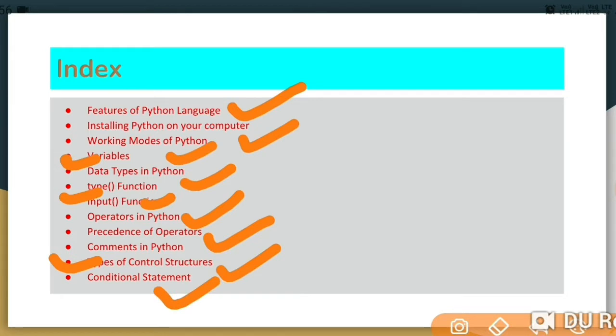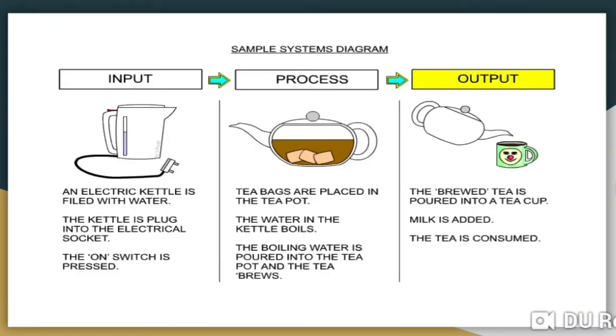So let's start. Before starting this chapter, you have to understand how a program works. The program works with the help of the IPO process. This is the IPO cycle in which the computer works, that is input, process and output.